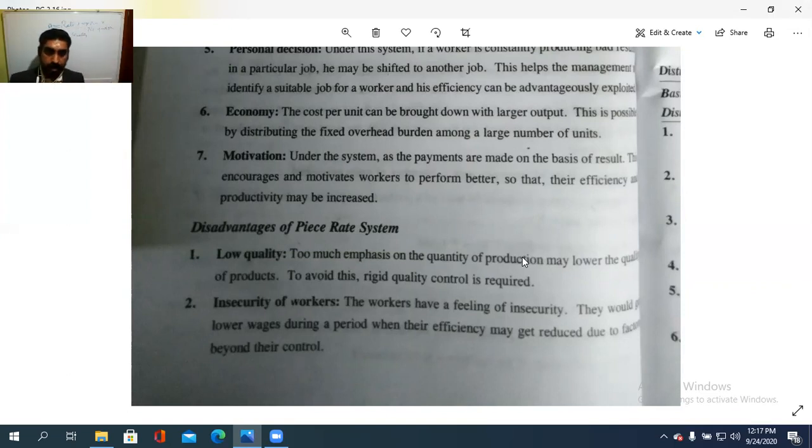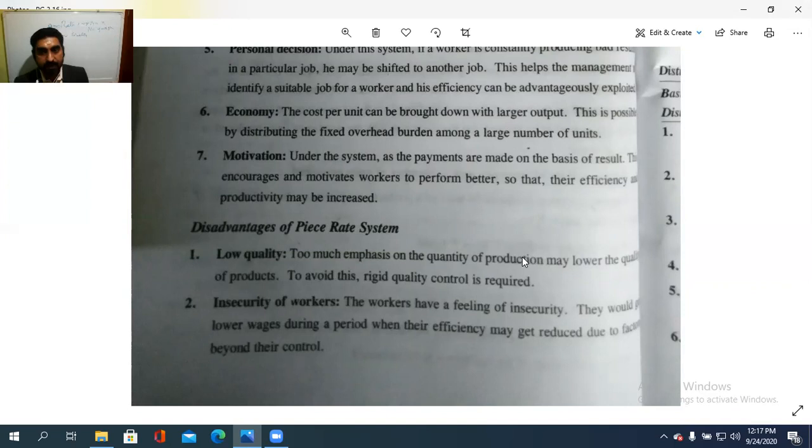So, low quality, അതായത് quantity is getting more important in case of which one? Piece rate system. അതായത് based on the output produced only they are getting remunerated. So, in such a case, low quality. Then, insecurity of the workers.